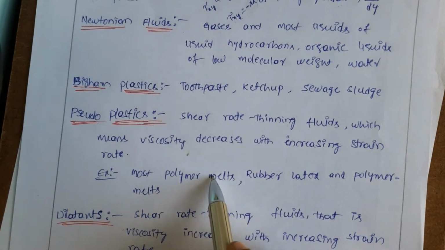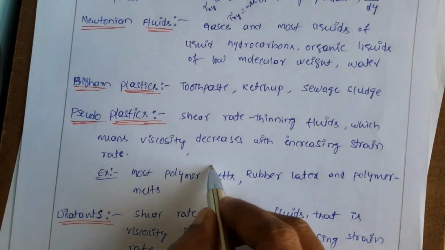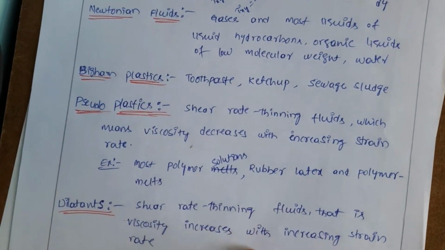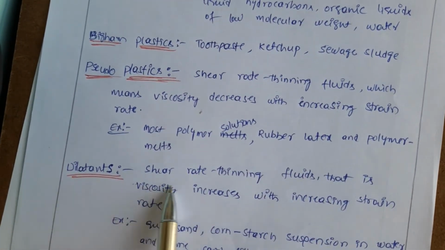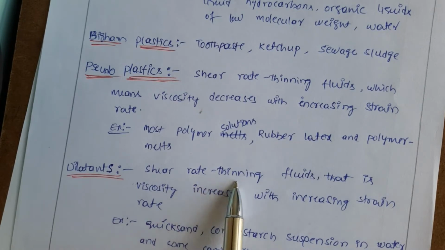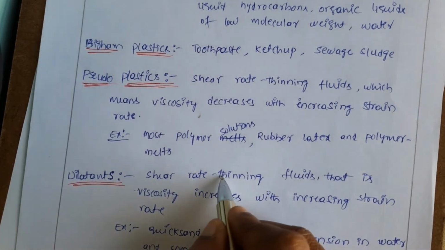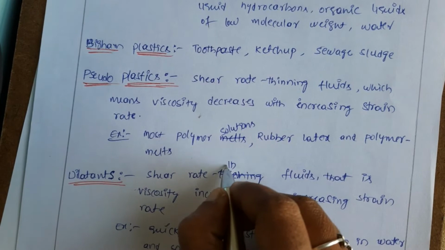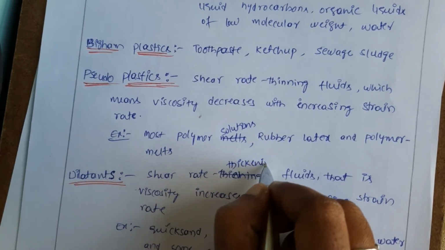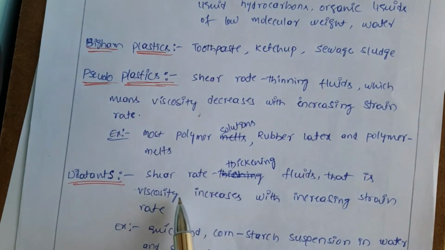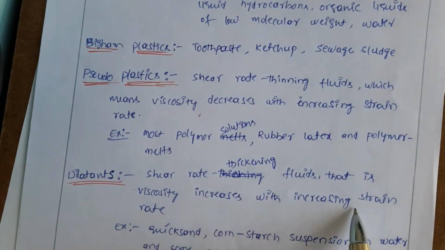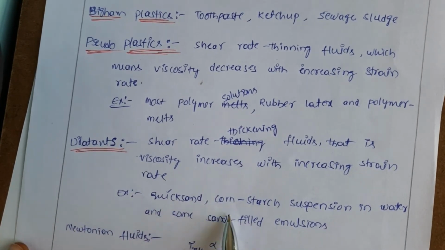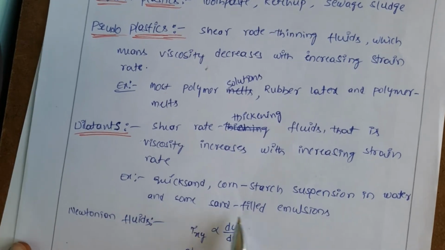Here, polymer solutions, rubber latex and polymer melts. When it comes to dilatants, they are shear rate thickening fluids, that is, viscosity increases with increasing strain rate. The examples are quicksand, cornstarch suspension in water and some sand filled emulsions.